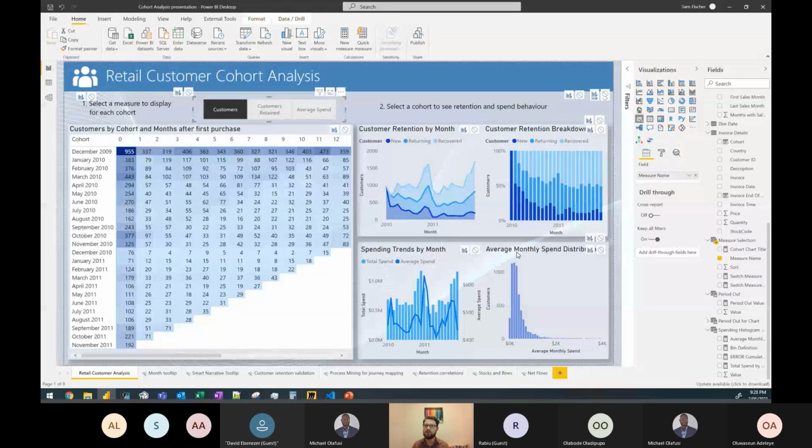So we can see that we've got about 300 customers who spend between $0 and $100. We've got over 1,000 customers that spend between $100 and $200, same for $200 and $300. But then this distribution starts to wind down and trail off as you increase the average spend here.